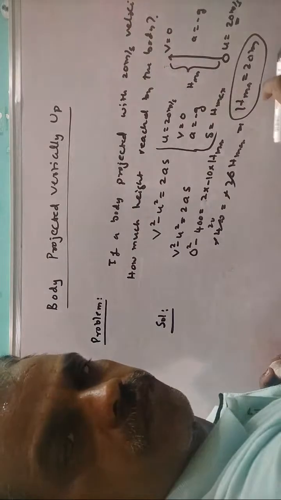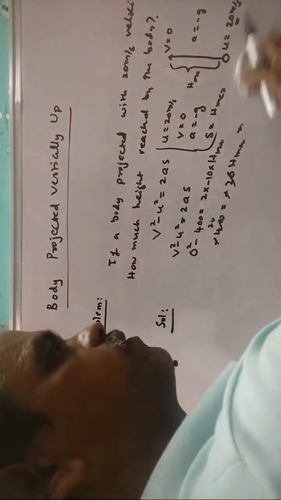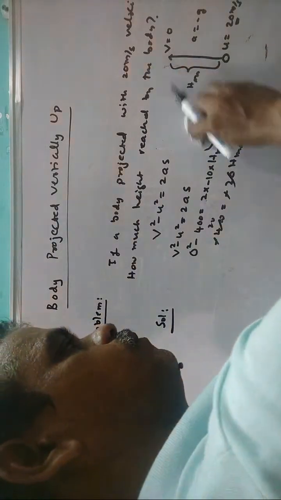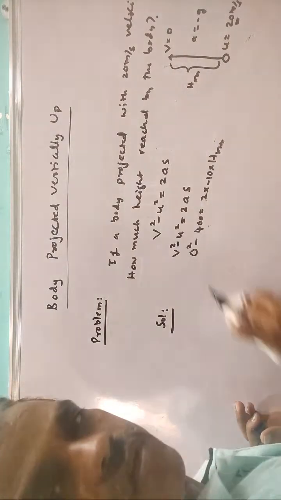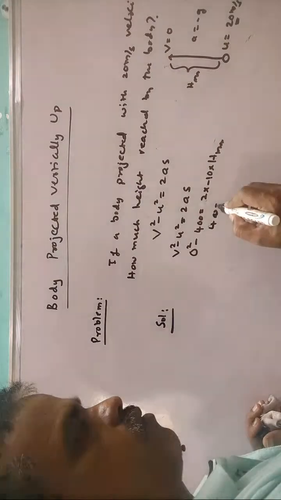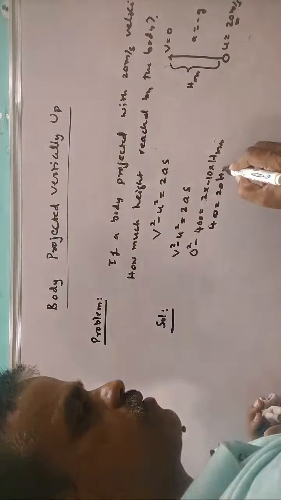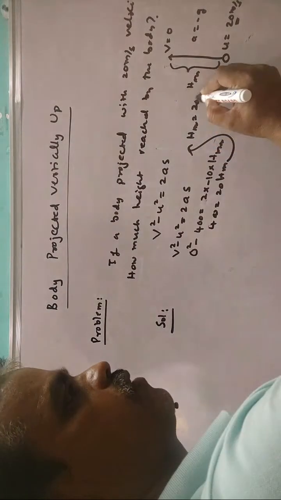Is it visible? It is not visible, so I am writing here. Up to here it is clear. So what happens here? 400 equal to 20 H max. So H max equal to 20 meter.